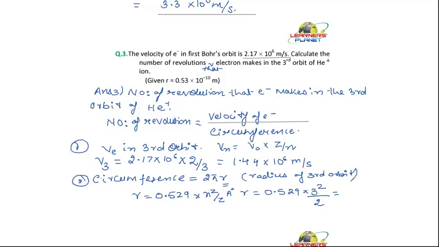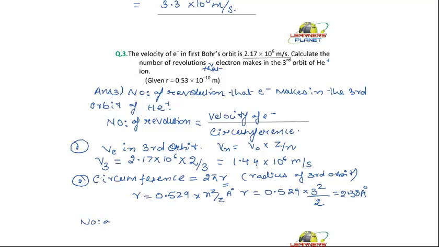It is 2. What we will get here? It should be 0.529 into 9 divided by 2. What we will get? We will get 2.38 angstrom. Right? Now, let's come to our question.